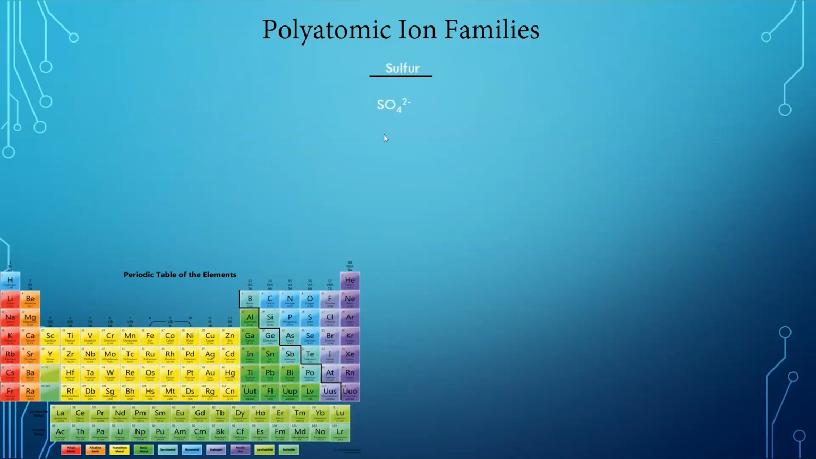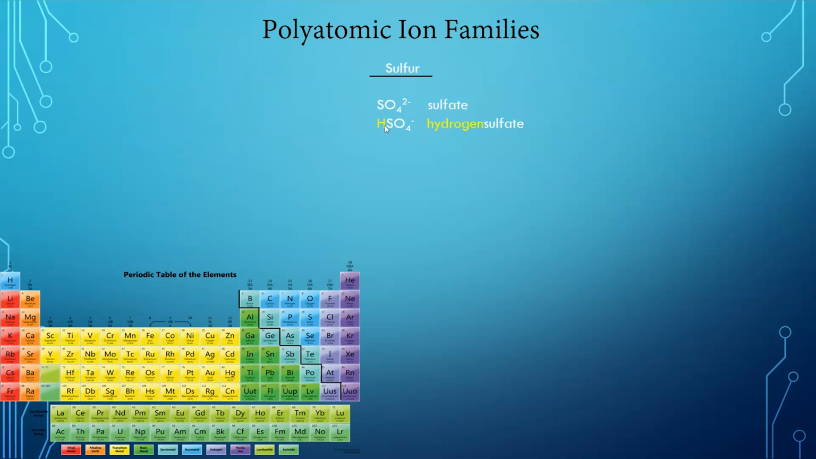Sulfur likes to bond with 4 oxygens. And of course, if sulfur has 6 valence electrons and the 4 oxygens need 8, that means we have a shortage of 2, thus the -2 charge. So sulfur becomes sulfate. Because it has a -2 charge, of course, we can add a hydrogen to it, and we can make it into hydrogen sulfate.